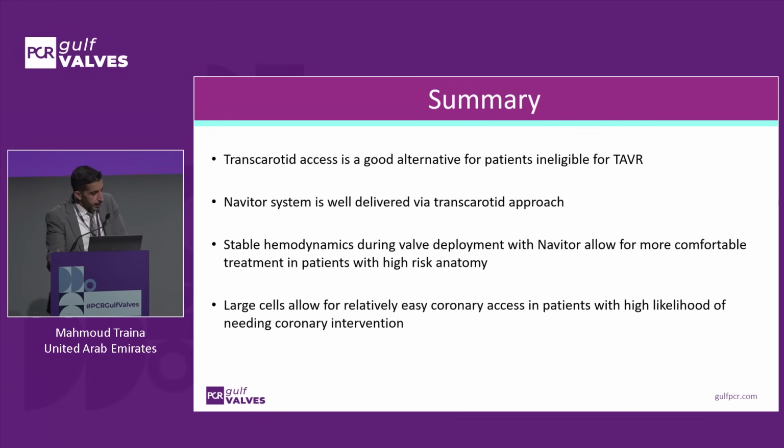So in summary, I think transcarotid access is a good alternative for patients ineligible for transfemoral TAVR. The Navitor system delivers well via the transcarotid approach. I think the stable hemodynamics is a nice positive feature during valve deployment with the Navitor system, and it allows you to be less stressed as the operator in patients with high-risk coronary anatomy. And then the large cells are relatively easy for coronary access in patients who have a high likelihood for needing coronary intervention. Thank you.